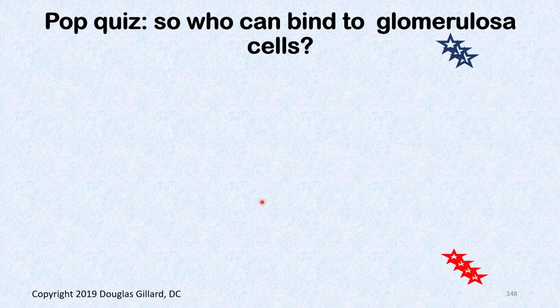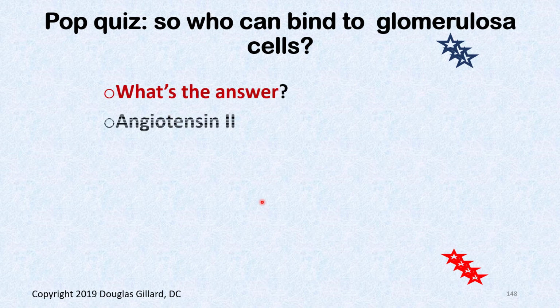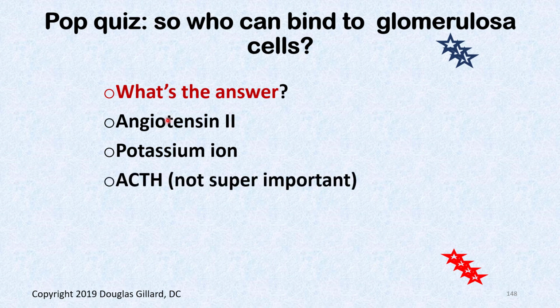Pop quiz. Who can bind to glomerulosa cells? Let's see. Angiotensin II, can that bind? Absolutely. Potassium ion, yeah, that binds more readily than angiotensin II. ACTH, adrenocorticotropic hormone, yeah, it can bind as well. Not super strong. Sodium ion, nope, can't do it.